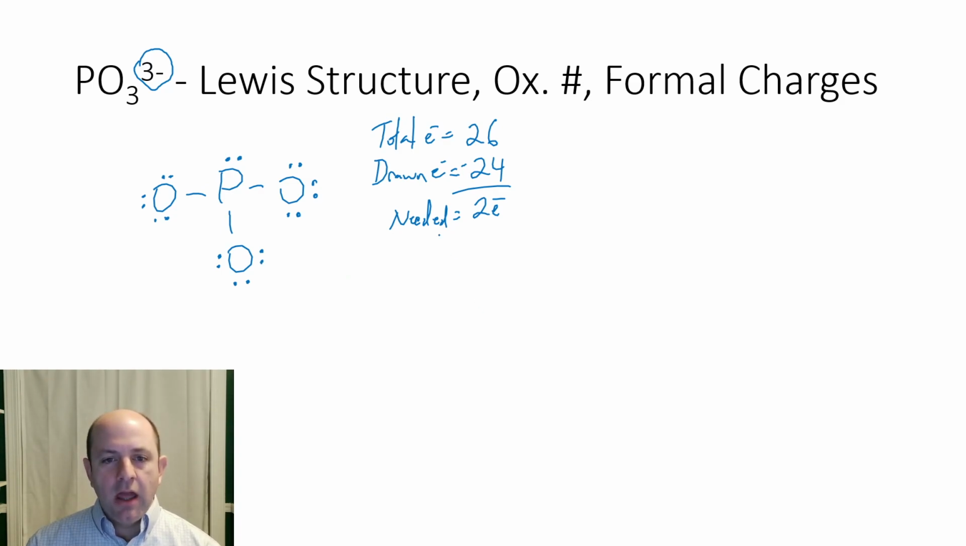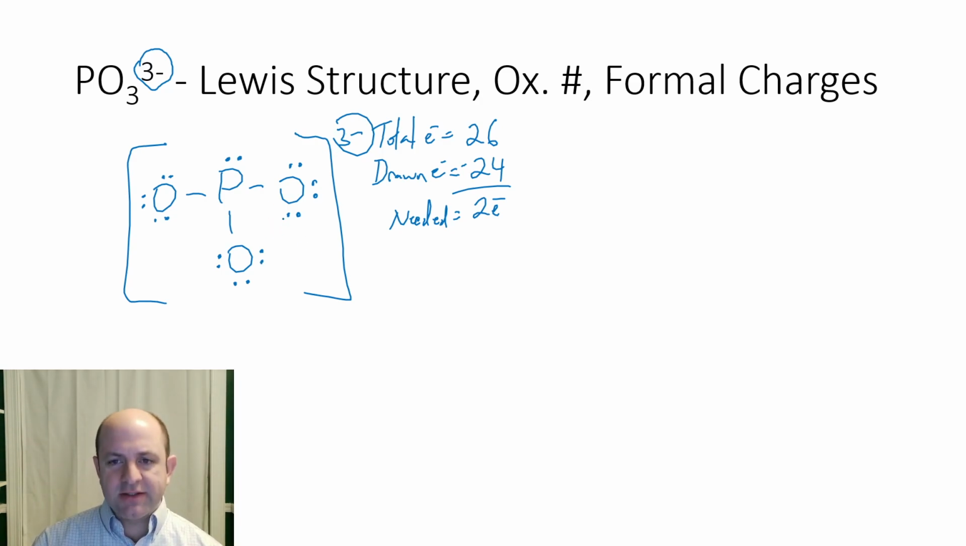Nope, it's already got 8. We stop there. And then the final thing, because this is an ion, we're going to put the whole thing in brackets and put the negative 3 there, so that any reader looking at this doesn't say, is that just PO3? No, it's PO3 with a negative 3 charge. It's the ion. All right, so that's done.